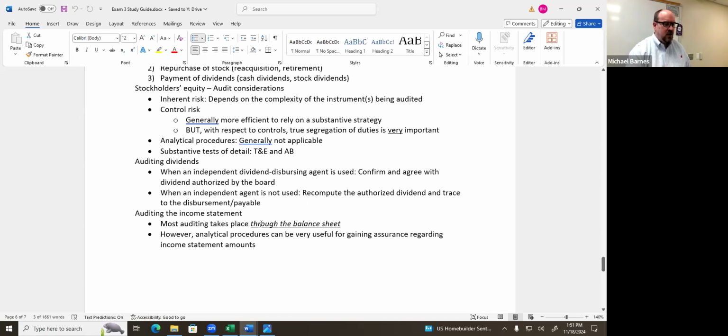Auditing through the income statement. I said most auditing takes place through the balance sheet, and it must be important because I underlined it and italicized it, but I didn't bold it, so it's not that important. Okay, so what do I mean by auditing through the balance sheet?